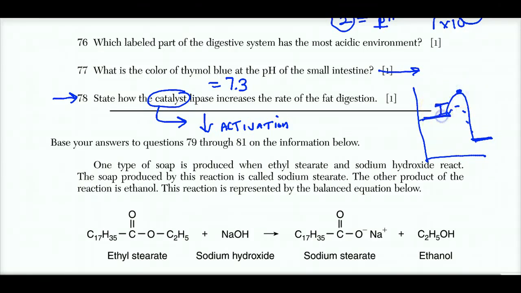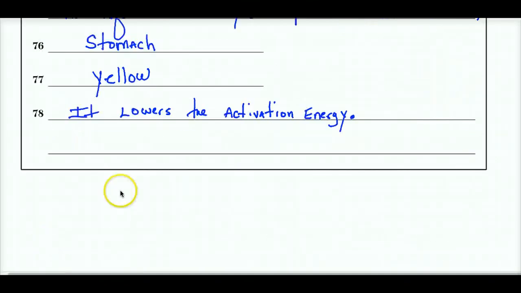The analogy I always use, if you want to ride the slide, you've got to get to the top. Well, it takes less energy. So the activation energy, EA, for those people who took a high-level course, is lowered by finding an alternative pathway. 78. So it lowers the activation energy. That'd be sufficient. You can say it again, finds an alternative pathway, all different things you could say, but those are the two major things you should keep close to your hip in terms of how to answer why a catalyst speeds up the rate of reaction.